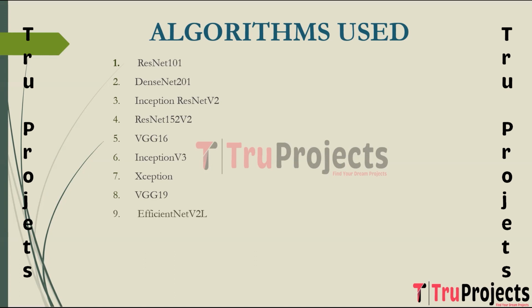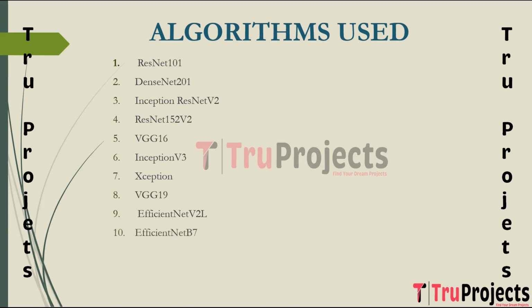The next algorithm is EfficientNet V2L. It is a part of EfficientNet family known for balancing model efficiency and performance by scaling network dimensions uniformly. It is chosen for its efficiency in handling various datasets while maintaining the high performance.